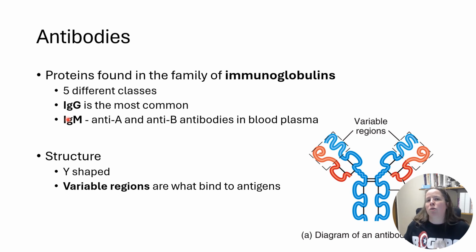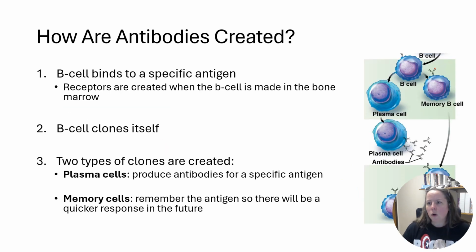So we've actually talked about the IgM antibodies before when we were going through blood typing and how certain blood types have antibodies against other blood types. Those are IgM types of immunoglobulins. And then IgG is the most common one that we'll be talking about in terms of your response to an infection.